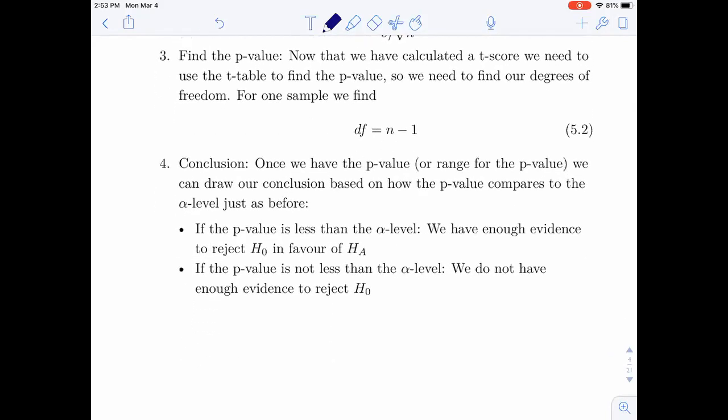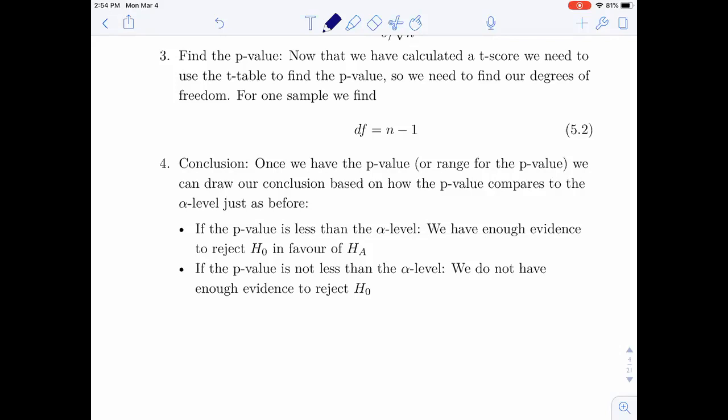Then, once you have your p-value, you can state your conclusion, right? Draw your conclusion. And just to re-emphasize what those conclusions are, because there's only 2 possible conclusions that you could make. First one, if the p-value is less than the alpha level, then we have enough evidence to reject H0 in favor of HA. Or if the p-value is not less than the alpha level, then we do not have enough evidence to reject H0. It's simple as that. Those are your only 2 possible conclusions that you could draw.